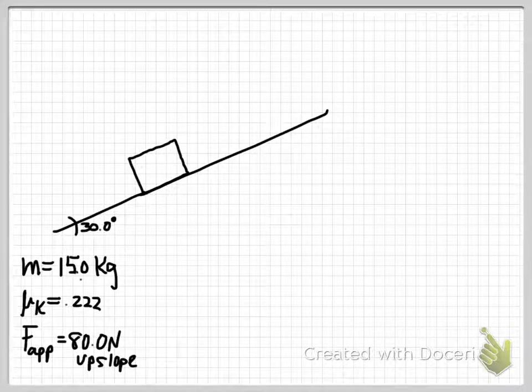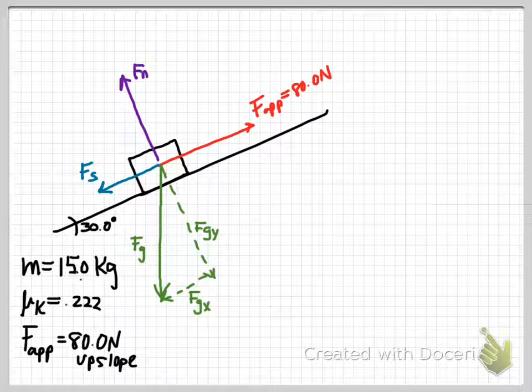Okay, so I've mapped out all my forces, and we can see that on the y-axis I have just normal force. I've got the force of gravity on the y-axis, but on the x-axis I actually show 3 forces. I have the force of gravity on the x, I have the applied force on the x, and I have the force of static friction.